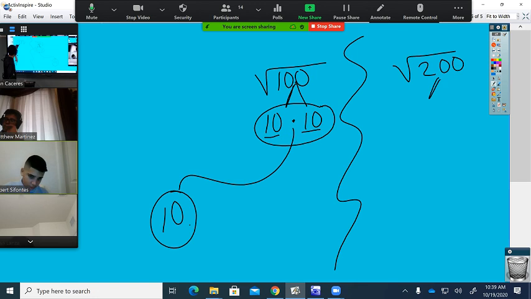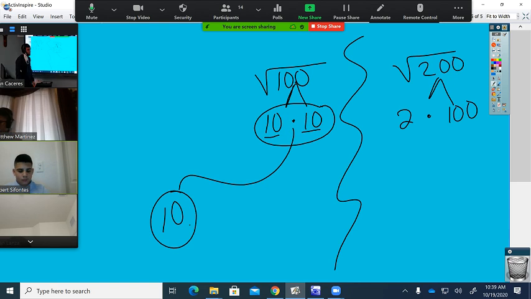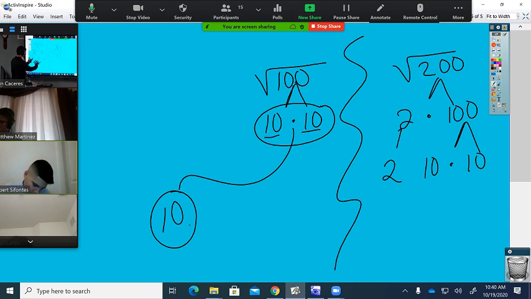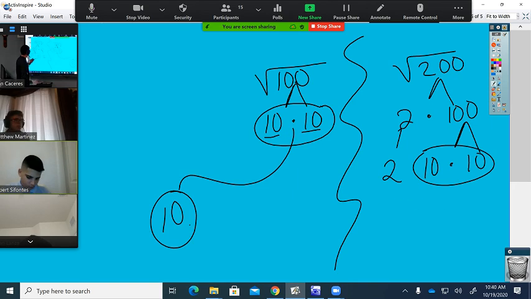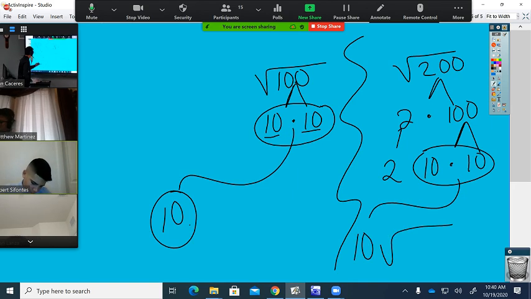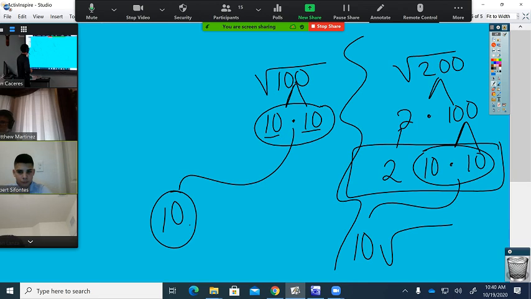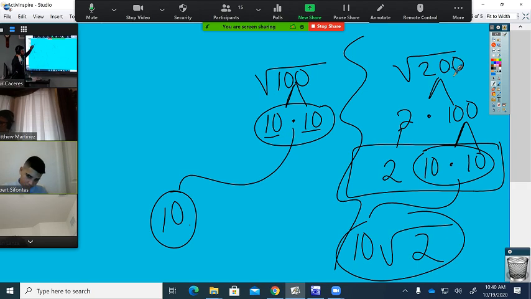Now let's do square root of 200. 2 times 100 would be 200. Can 2 be broken down more? No, so it just comes down. 100 can be broken down to be 10 times 10. Now, I know they can be broken down more, but what's the point if they already repeat? If something repeats twice, it comes out once. What stayed inside of that radical? What did we not take out from here? The 2. So that's my answer. Square root of 200 is 10 square root of 2.